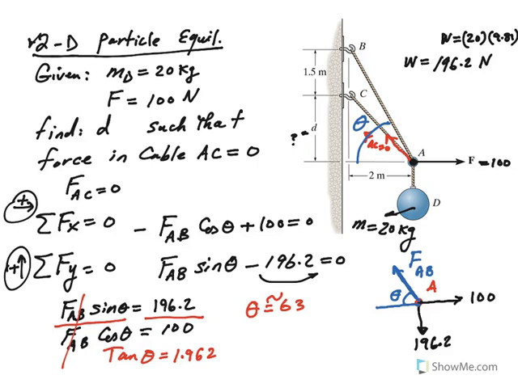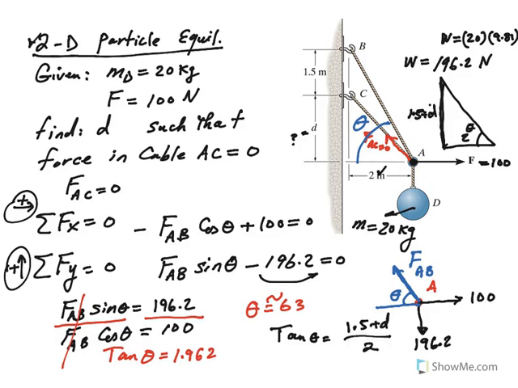Now, let's take a look at this picture here. I'll redraw it for you so we know this is 2, and the rise is 1.5 plus D. And this is theta. So tangent theta is again (1.5 plus D) over 2. You already know what tangent theta is, you don't even need the angle, actually. Tangent theta is 1.962, so we can go ahead and solve for D. And D comes out to be 2.42 meters.